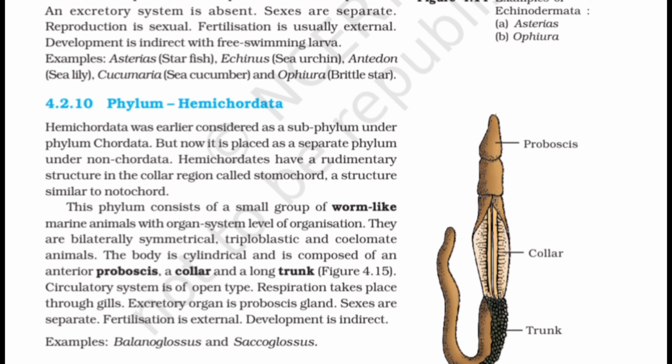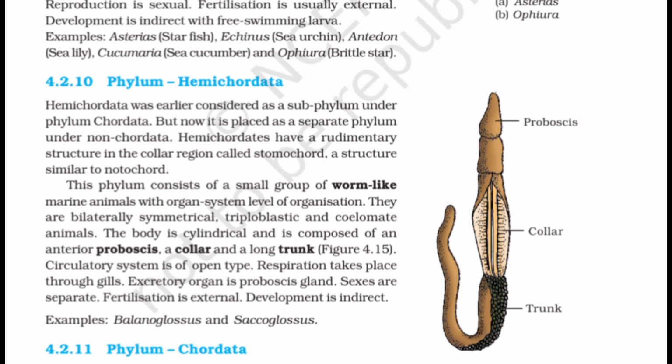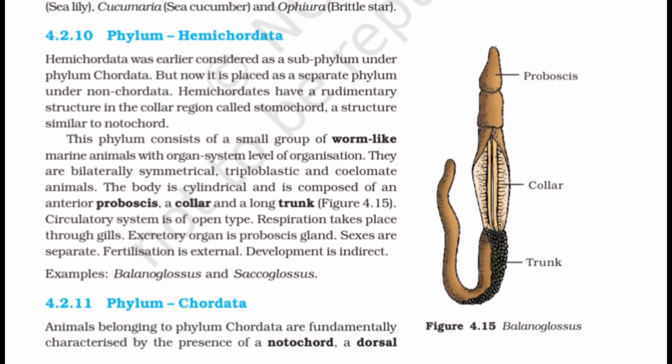They are bilaterally symmetrical, triploblastic and coelomate animals. The body is cylindrical and is composed of an anterior proboscis, a collar and a long trunk, as in the figure 4.15. Here we can see the example of phylum Hemichordata, Balanoglossus, which has a proboscis, collar and trunk.